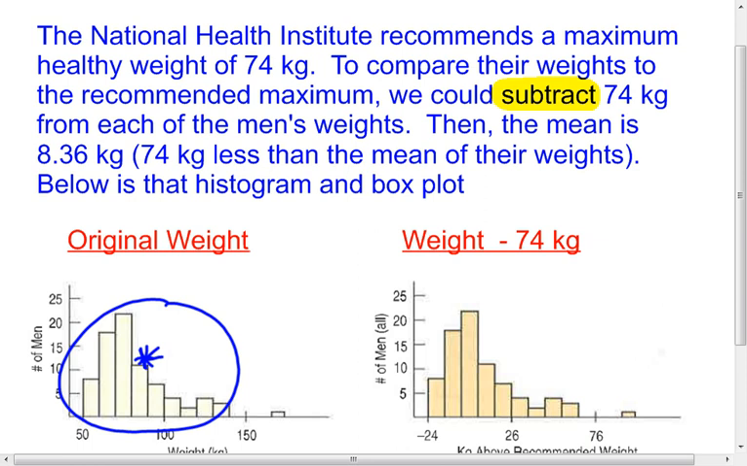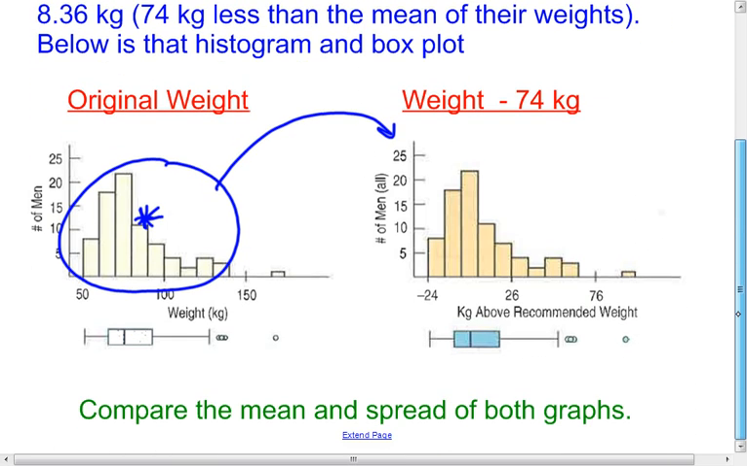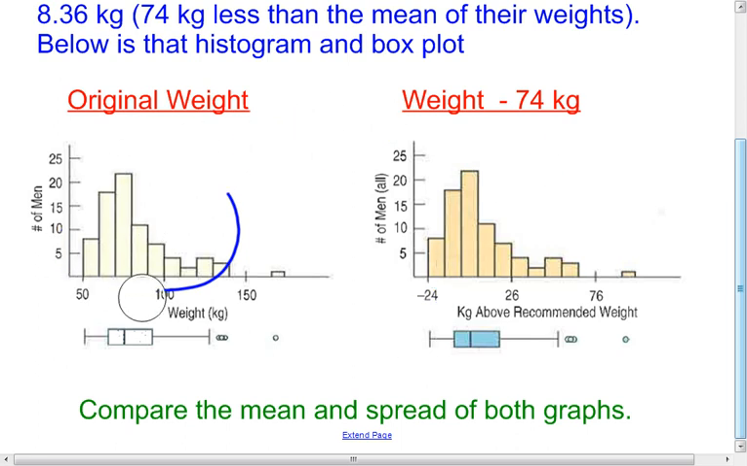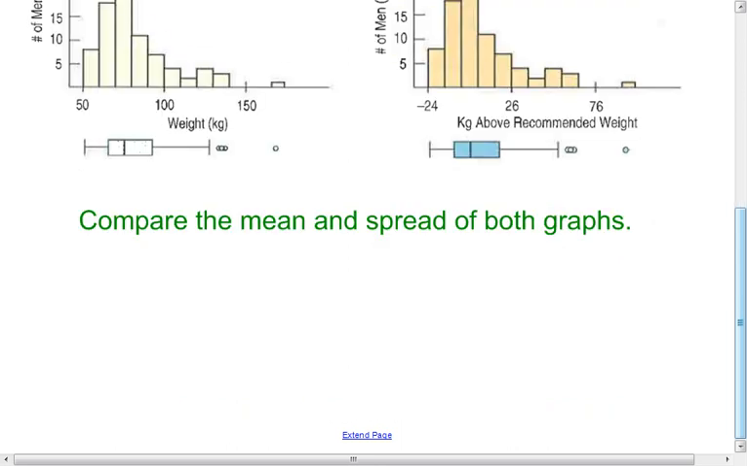When they did that, they made this histogram right here. They took 74 kilograms, subtracted it from every data piece in the original set, and got this histogram over here. The reason you see negative 24 is that there are some people who are 24 kilograms under the recommended weight of 74 kilograms. So that's why it seems weird, but there is negative weight there because it's comparing to the recommended weight of 74 kilograms.